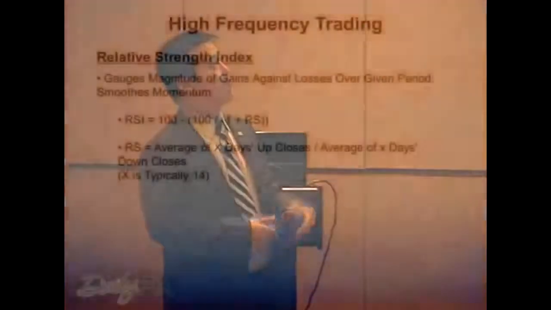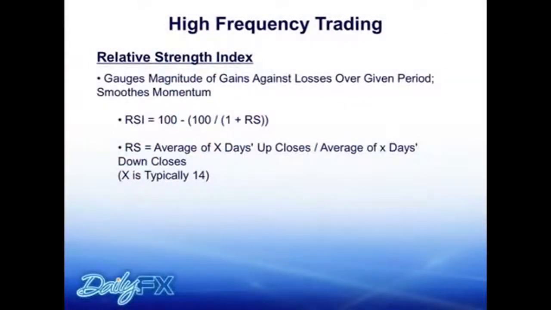So one index I always like to look at is the relative strength index, and I typically like to use this on an intraday basis because it gauges the magnitude of gains against the magnitude of losses over a given period of time. It's really simple because it just smooths out the momentum that we're seeing in the market. If we take a look at the calculation of the RSI, it's basically the average of up closes over the average of lower closes. And we typically use a 14-period RSI by textbook definition.